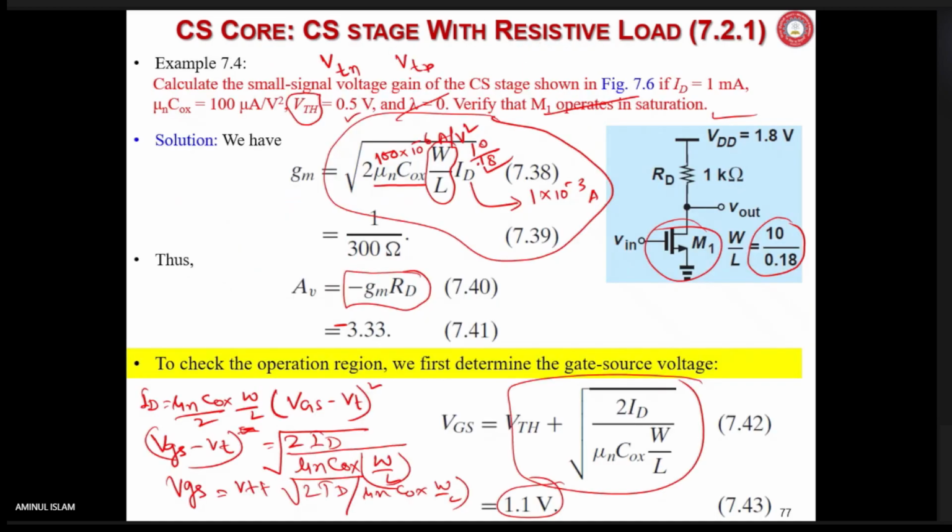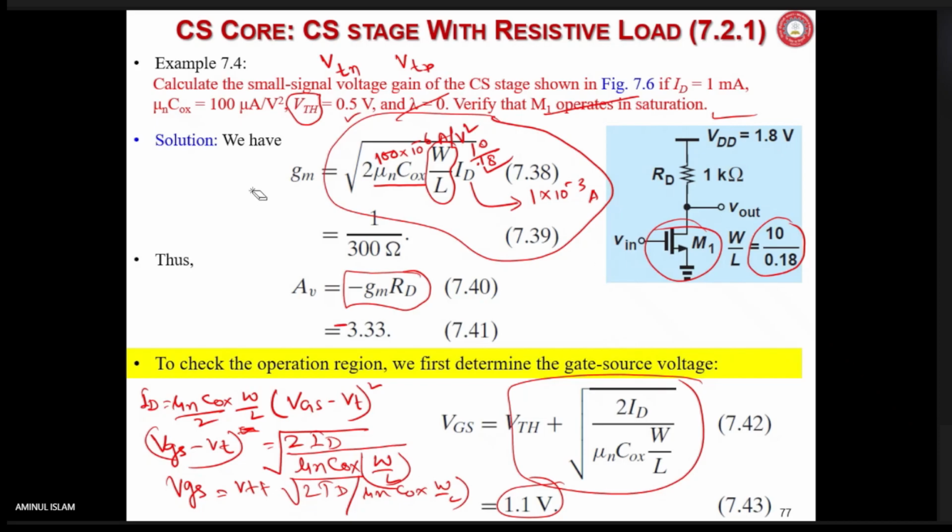Now some calculation, let us see whether you are understanding or not. Calculate the small signal voltage gain of the CS stage shown in this diagram. If ID equals 1 milliampere, mu n COX equals 100 microampere per volt square, and VT equals 0.5 volt, lambda equals 0. Verify that M1 operates in saturation. That is a must condition.